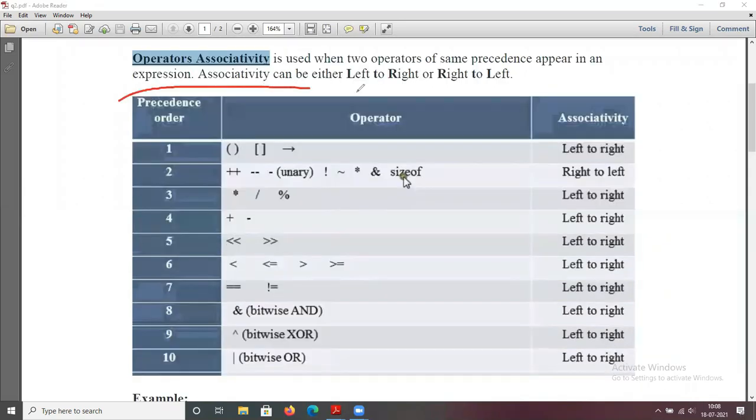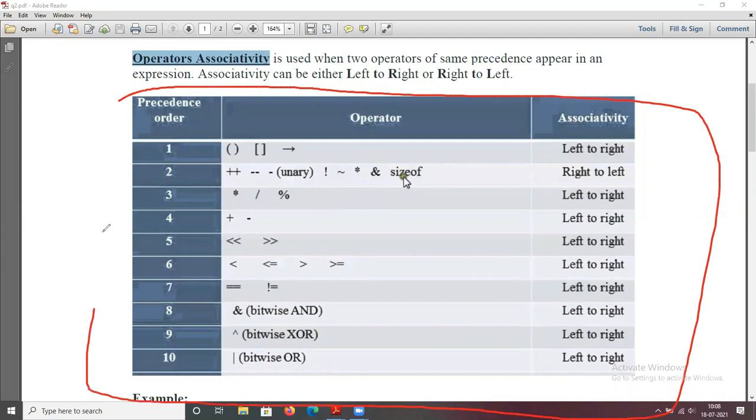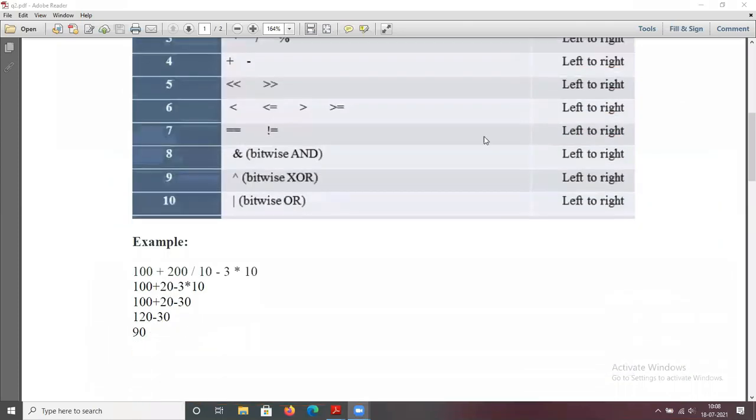In the exam, you are going to write this table, the precedence order. The highest priority is one precedence, that means brackets, and the associativity is left to right. After that you are going to take one small example. This is the example: 100 + 200 / 10 - 3 * 10.